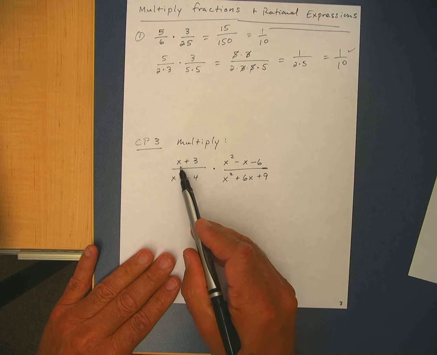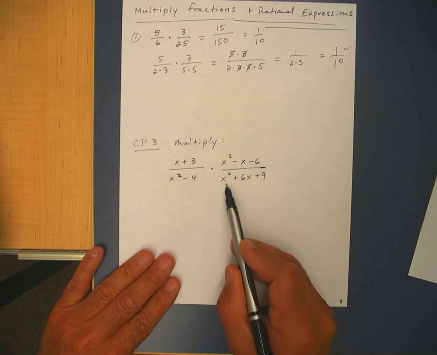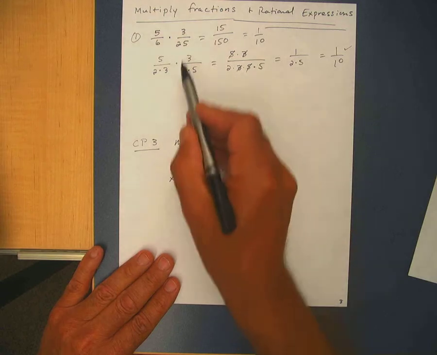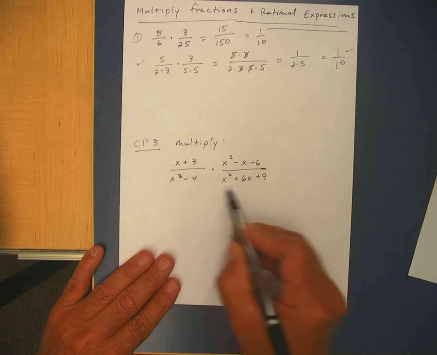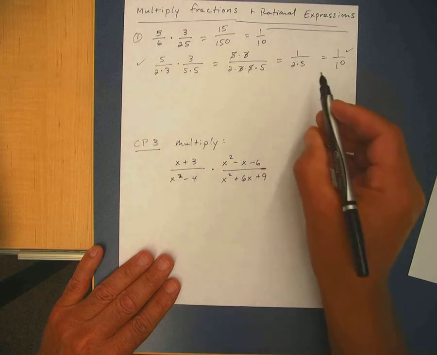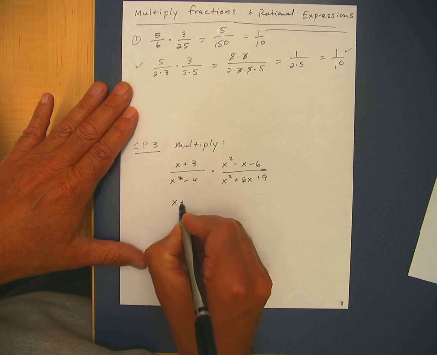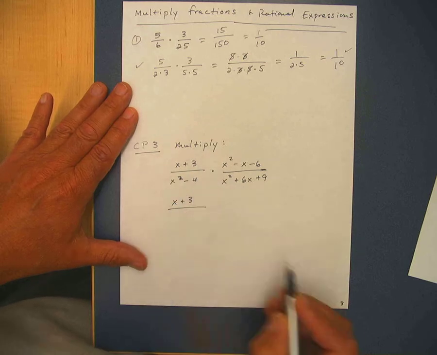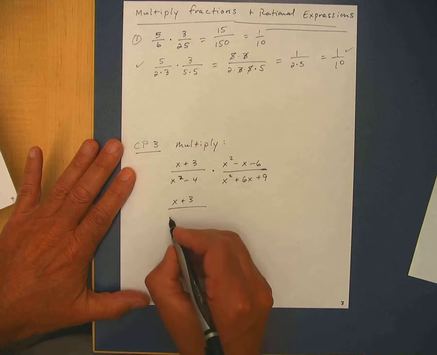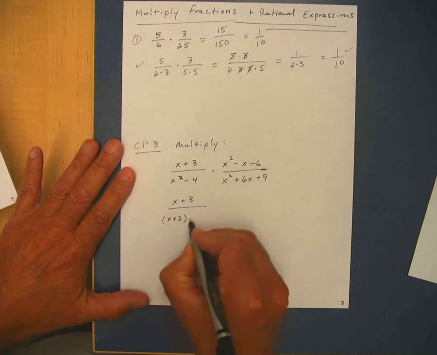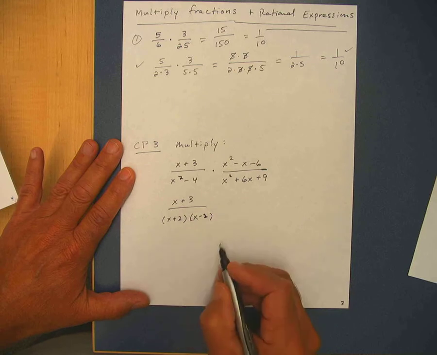The first rational expression is x plus 3 over x squared minus 4. The second one is x squared minus x minus 6 over x squared plus 6x plus 9. Similar to what we did up here with fractions, let's factor all these polynomials in either the numerator or denominator, and then see if there are some factors that we can cancel out. So let's start with this fraction. We have x plus 3 that we cannot factor, that's prime, but x squared minus 4, that's the difference of two squares, that will factor as x plus 2 and x minus 2. So this is the same fraction as that, we just wrote it in factored form.